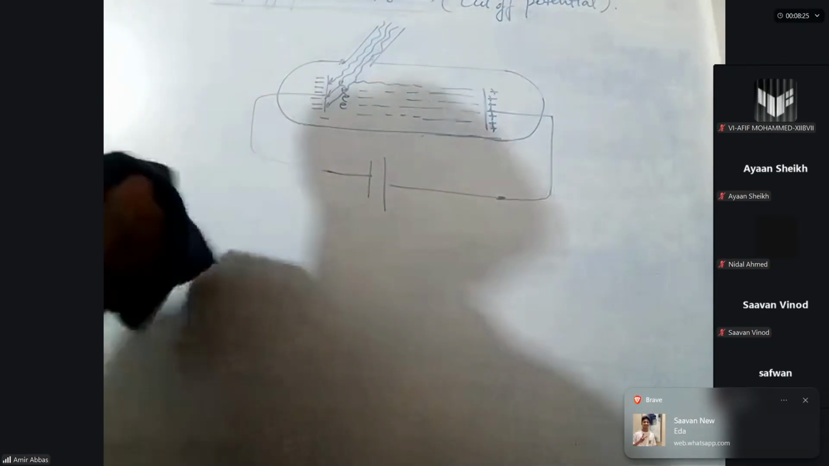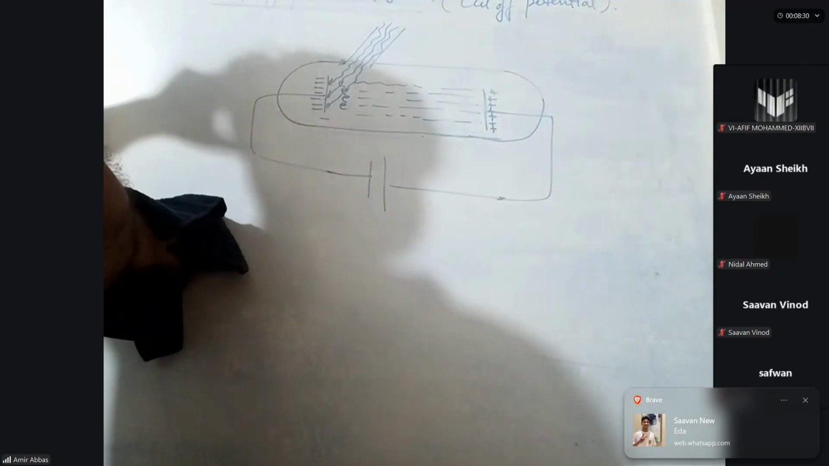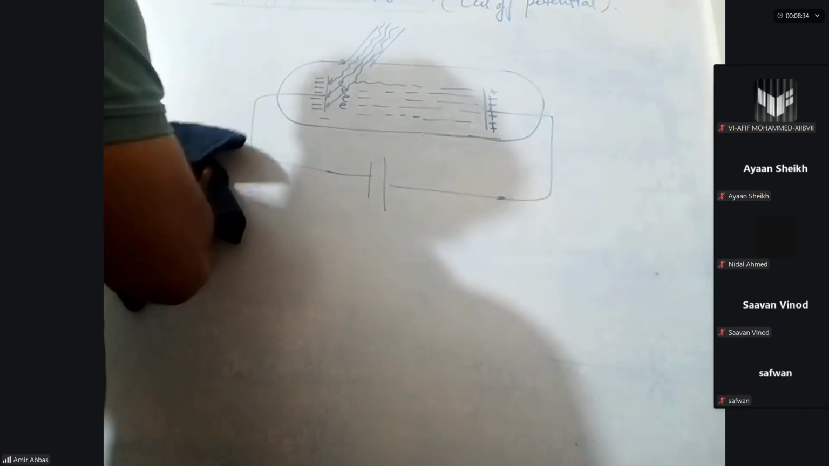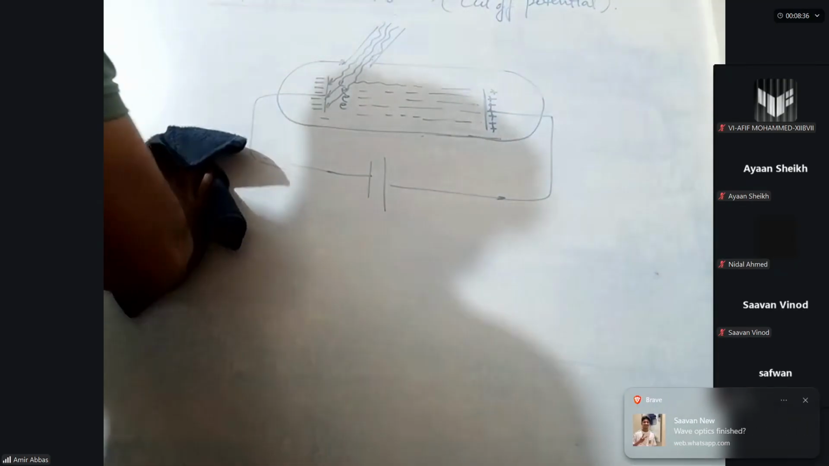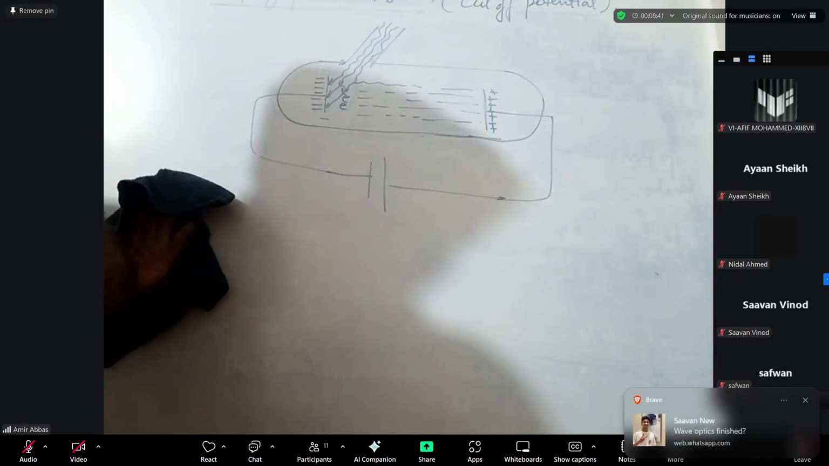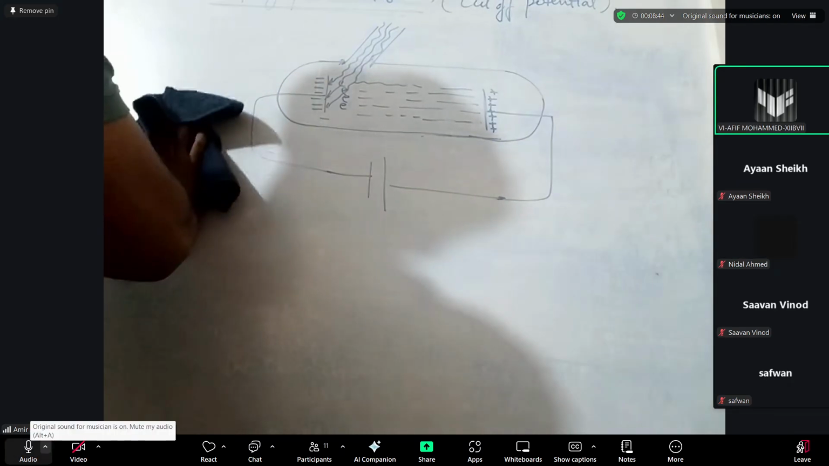So most importantly, the graph between intensity and the potential, that is important. Stopping potential, intensity, and current. Okay. Can I rub this? Have you done, beta?